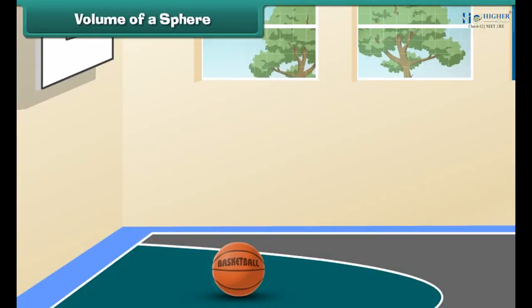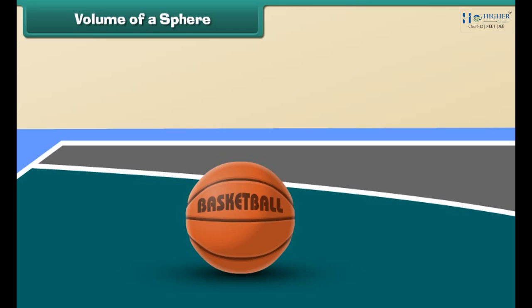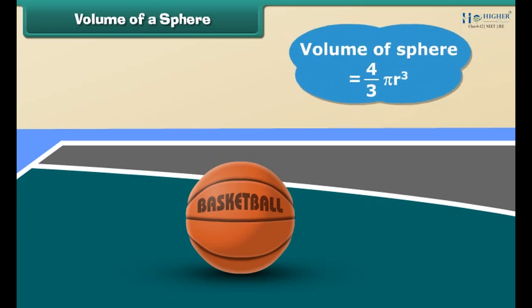What do we call this round ball? Yes, it's a sphere. It looks the same from every angle, isn't it? The formula to find the volume of this sphere, V, is 4 over 3 pi r cube.